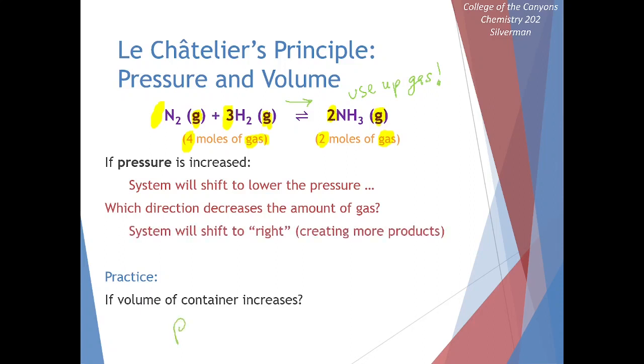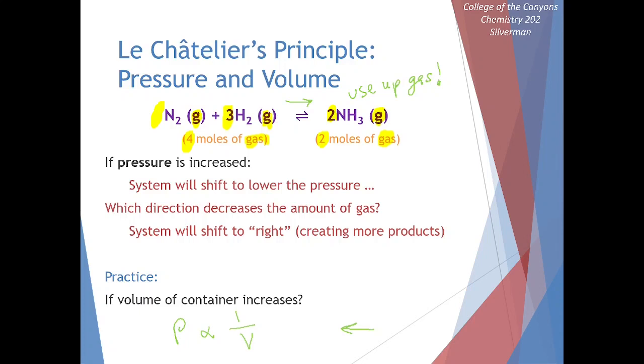Our practice problem: pressure and volume are going to be inversely proportional. And so if the volume increases, that will decrease the pressure of our reaction. So for all the reasons stated above, if we decrease the pressure in order to regain equilibrium, then we'll have to go back to the left.